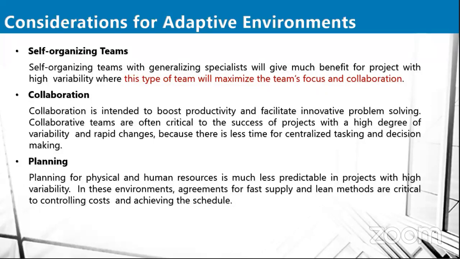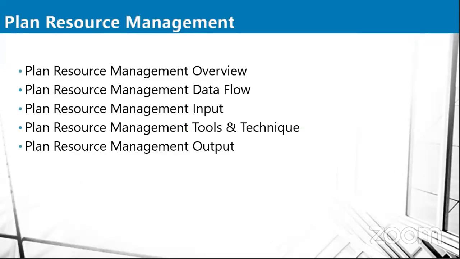Planning for physical and human resources is less predictable in projects with high variability. Of course, you have to plan for those projects, the human and the physical resources. And in this environment, agreement for fast supply and lean methods are critical. So planning is very important, and you have to consider that. Sometimes you may have rolling wave planning come into play. Of course, you have to adapt and ensure that you're able to update your project plan.